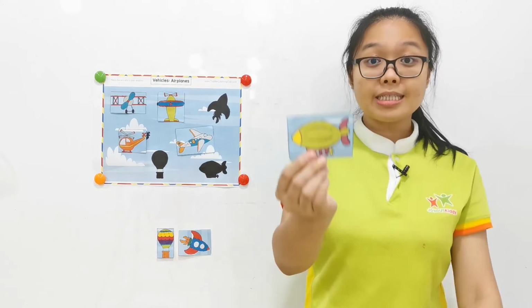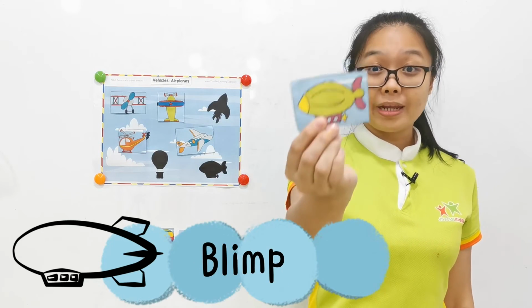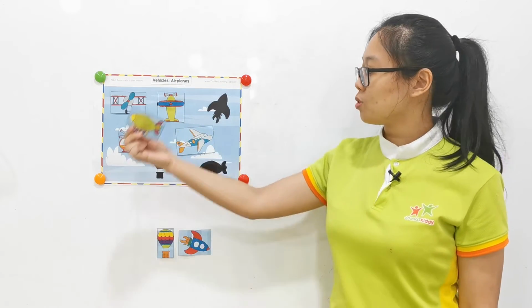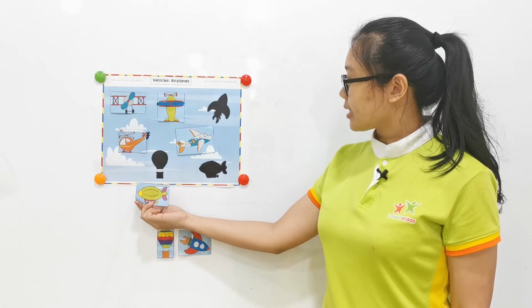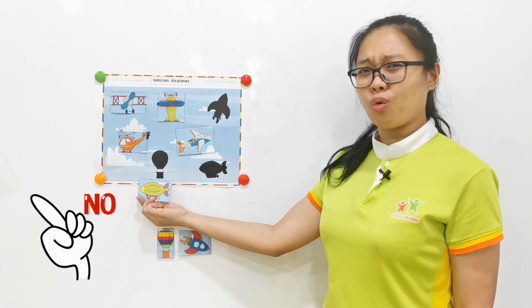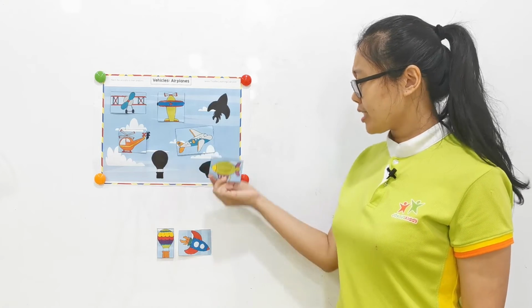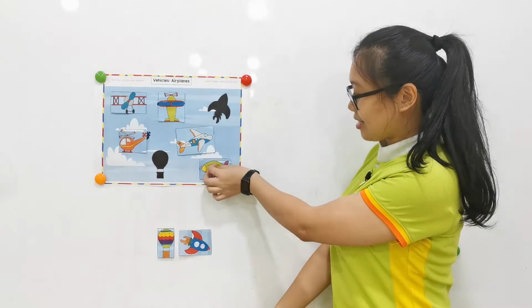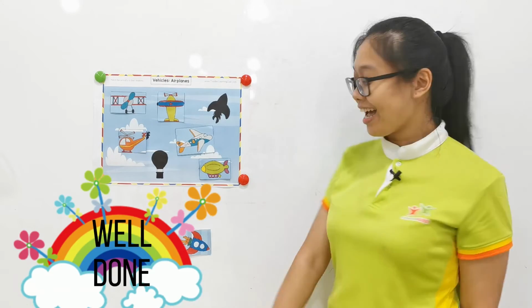What's this? This is blimp. Blimp. Let's find the shadow. Ooh. Is it here? No. Is it here? Yes. Let's paste on it. Well done.